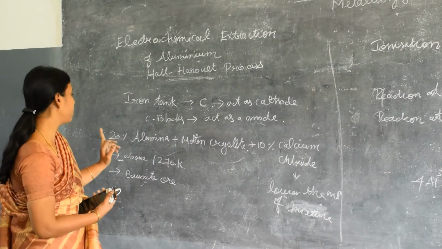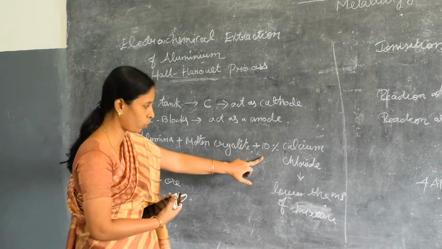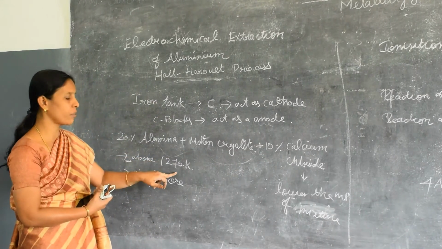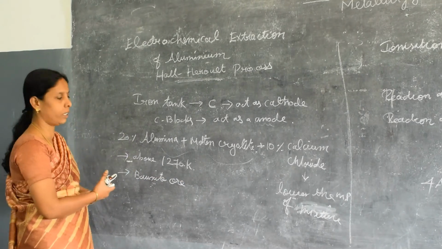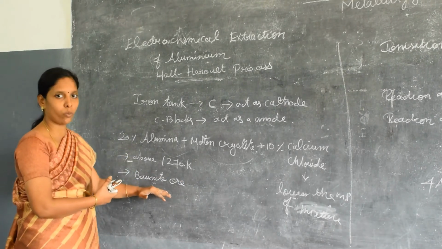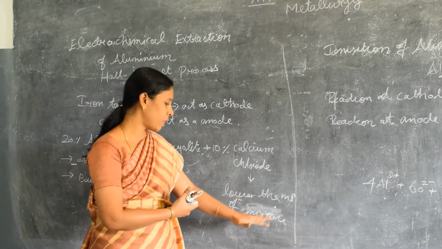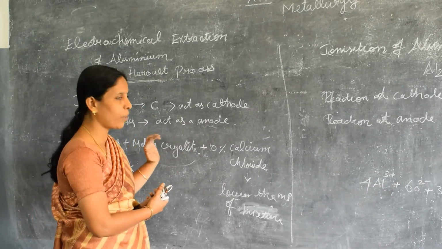Okay, and then 20% of alumina, molten cryolite and 10% of calcium chloride. This mixture is maintained at the temperature of 1270 Kelvin. Okay, the 20% of alumina is obtained from bauxite ore. The calcium chloride helps to lower the melting point of the mixture. We keep the mixture's melting point lowered.